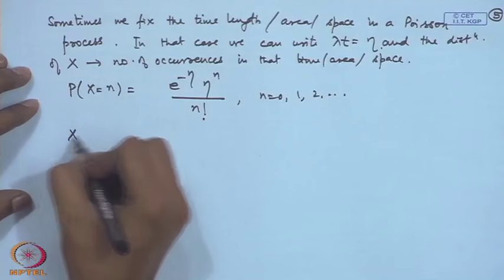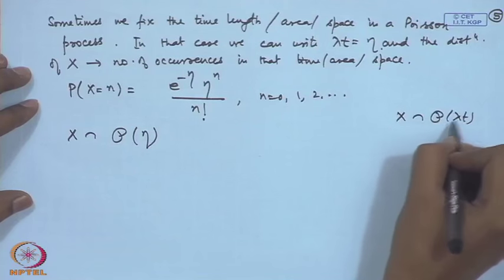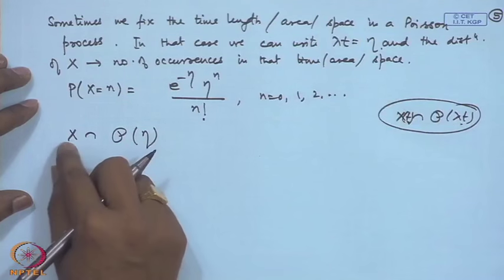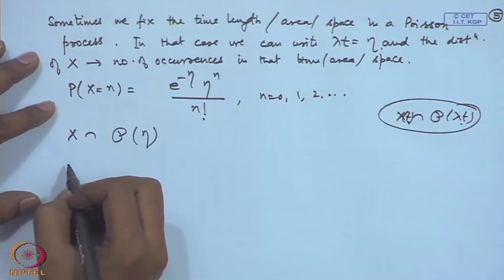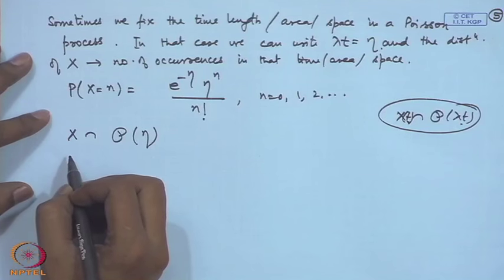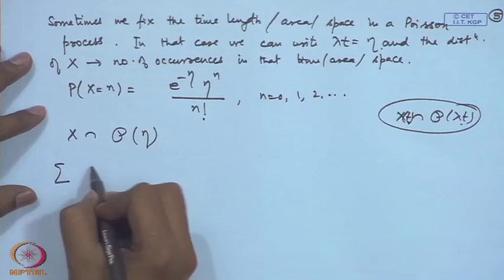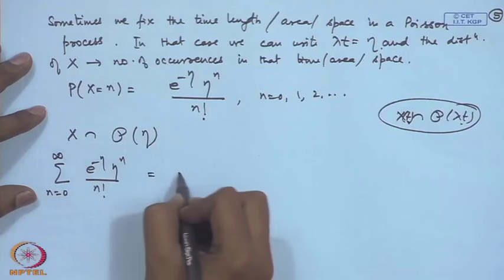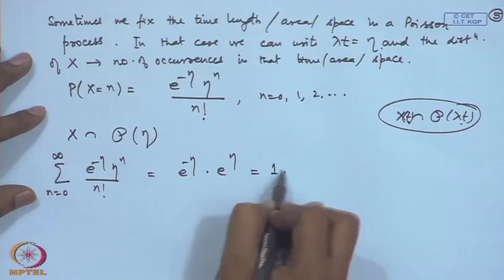Let me just give the development from this. So, we generally write x follows Poisson eta. See, earlier we would have written x follows Poisson lambda t, because we are considering interval of length t, but here if we make it that frame of reference independent, then it is x following Poisson eta. So, now you can consider, for example, the validity of this thing: the sum of e to the power minus eta, eta to the power n by n factorial from n is equal to 0 to infinity. So, that is equal to e to the power minus eta, and if you look at the sum here, this is nothing but e to the power eta. So, that is equal to 1.